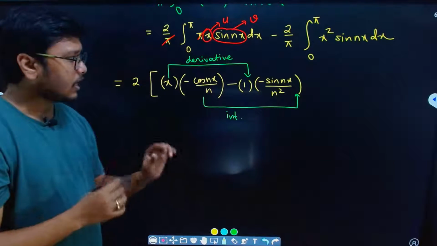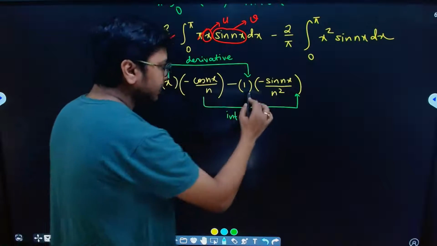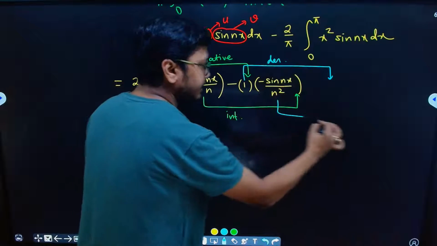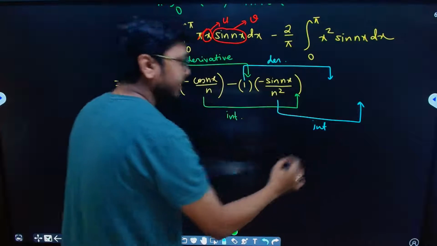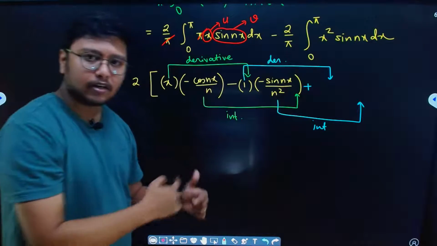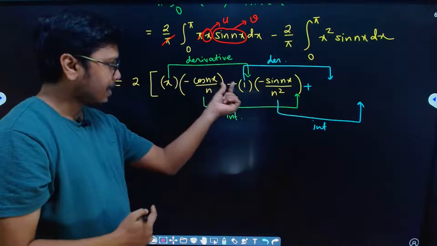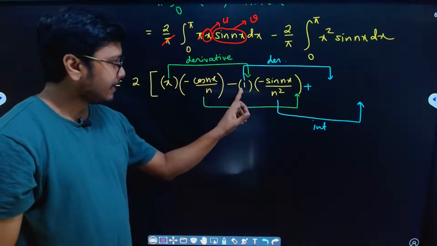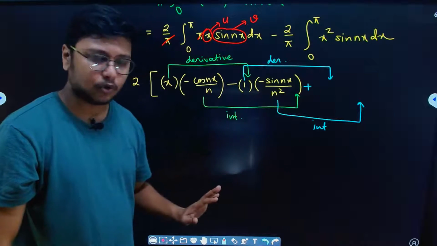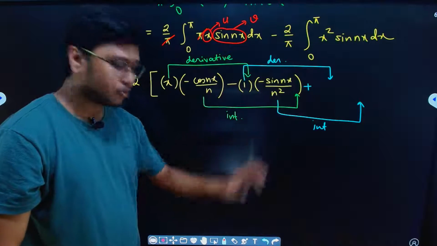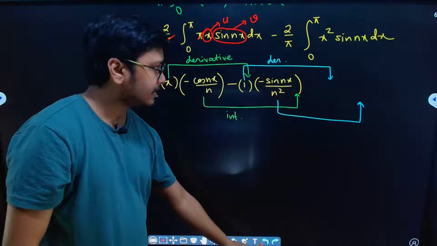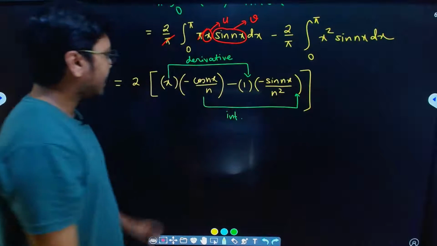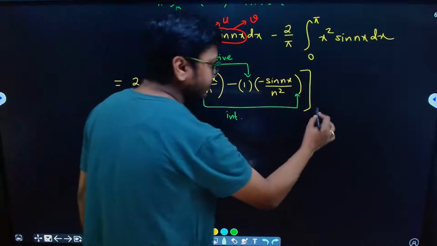Now again the same logic should continue, I want to do the derivative of this term and the integration of this term, with a plus sign. The plus minus sign will keep on changing. First you will have minus, then plus, minus, plus, like this. Now if I do the derivative of 1, it will become 0. That means this integration stops over here, and I have the limit 0 to pi. I'll just directly put that.